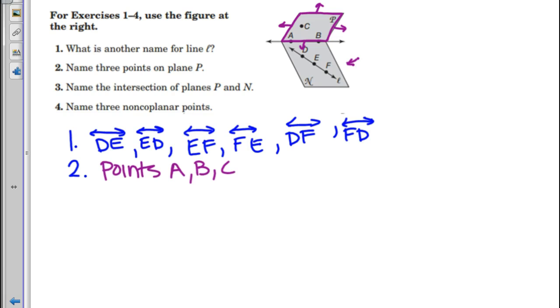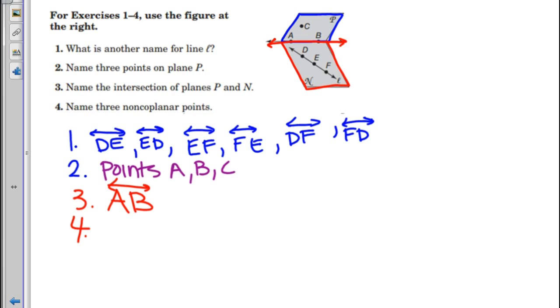Number 3, name the intersection of planes P and N. So where do they meet? Think about 2 pieces of paper, one cutting through the other one. They're going to meet at line AB. That's all the points that are on line AB would be in common to both planes. Remember, those planes are extending left, right, up, down. So they would keep going and going.